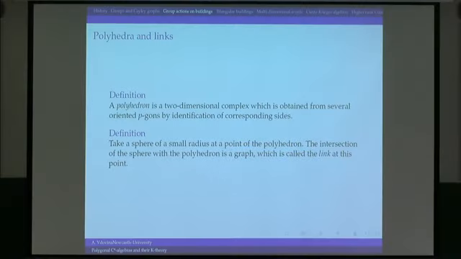And I need one more definition, the definition of a link. Imagine you have your complex, and then look at a sphere of a very small radius centered at one of the vertices of your complex. The intersection of this sphere with the complex is a graph, because we are staying in the two-dimensional case. And this graph is called a link. So now again, let's take some elementary example. For example, we can even look at a tetrahedron.